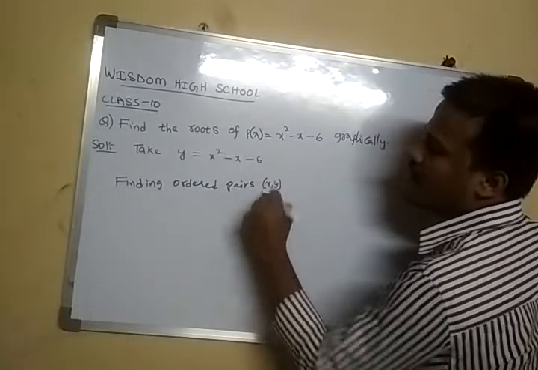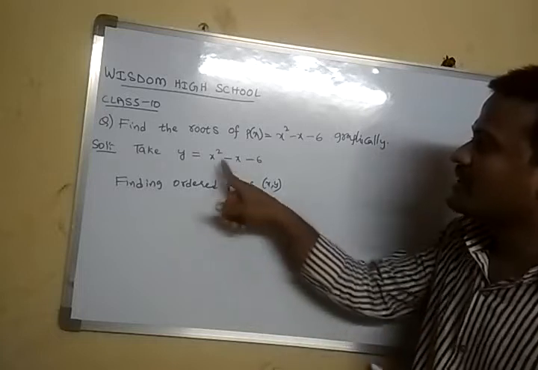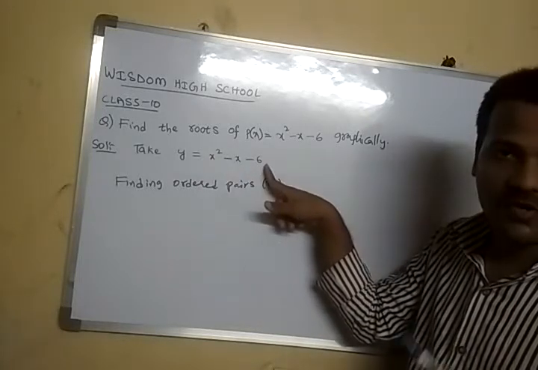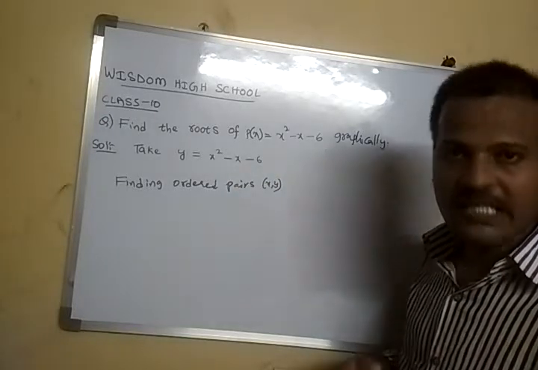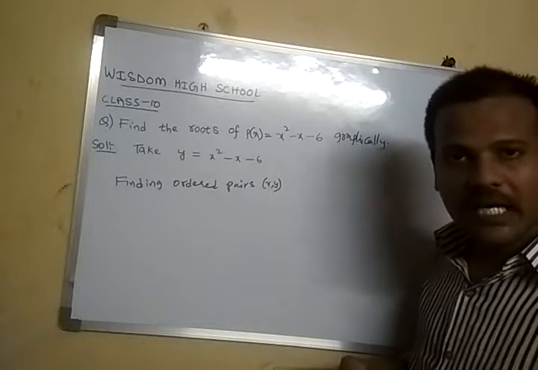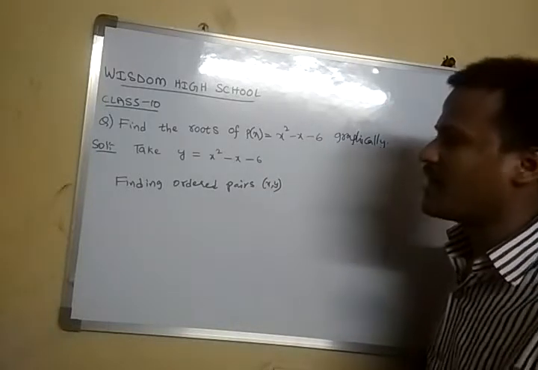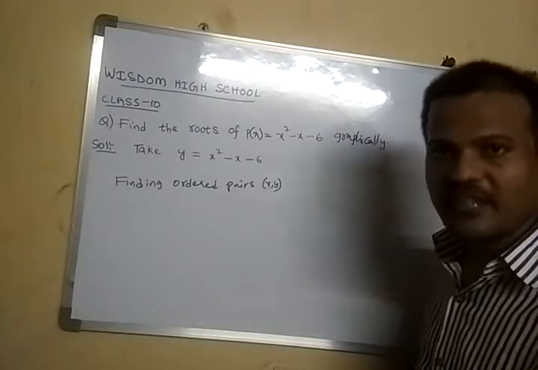x comma y. And if you observe the coefficients here, the x square coefficient is 1, the x coefficient is -1 and the constant is -6. So since all the coefficients are single digit numbers, you can take the x values ranging from -3 to +3 and you can find ordered pairs through a table. So let me explain that.